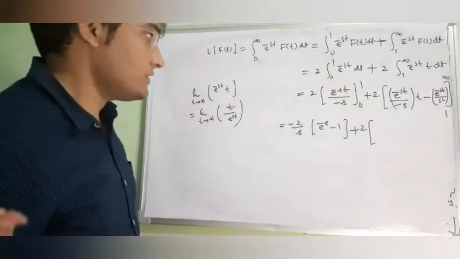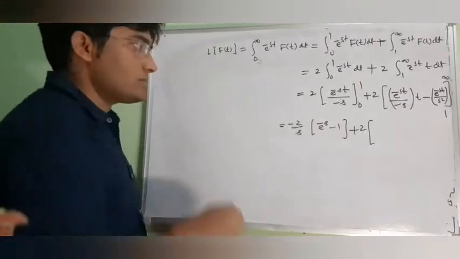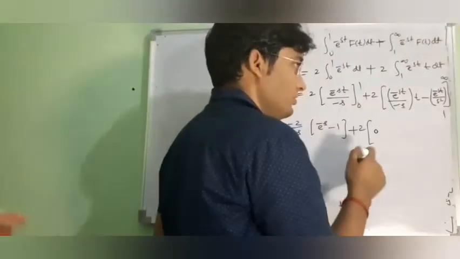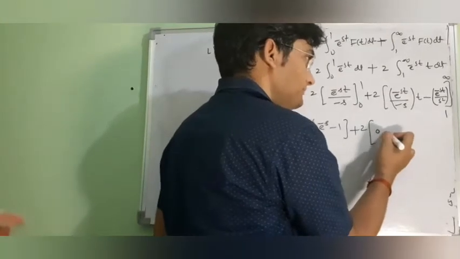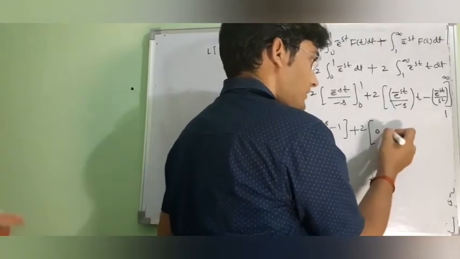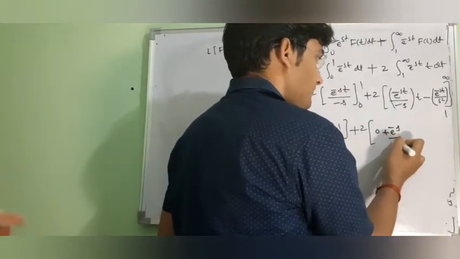So 1 upon infinity is 0. So ultimately our answer is 0. So I am writing it as 0. So the upper limit is 0. Now its lower limit will be minus minus plus e to the power minus s upon s.